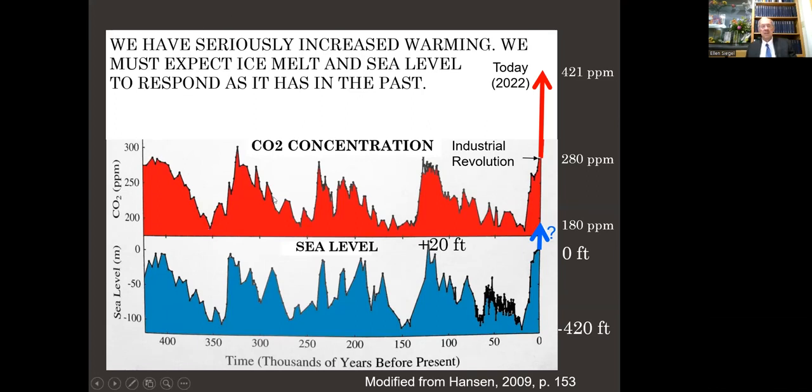And it did this at very regular, about 100,000 year intervals, with warming and cooling. This is because of how we presented ourselves to the sun in terms of being more circular or oval in our orbit. And you can see how we worked from that 20-foot higher sea level 120,000 years ago to the glacial maximum. We worked our way down and then sort of shot out of it. And at the beginning of the Industrial Revolution, we were right at about 280 parts per million.